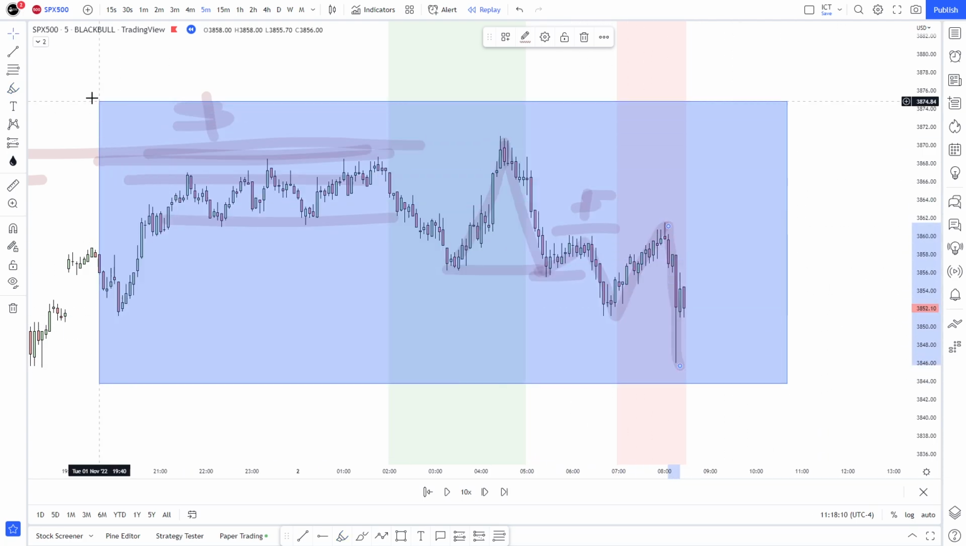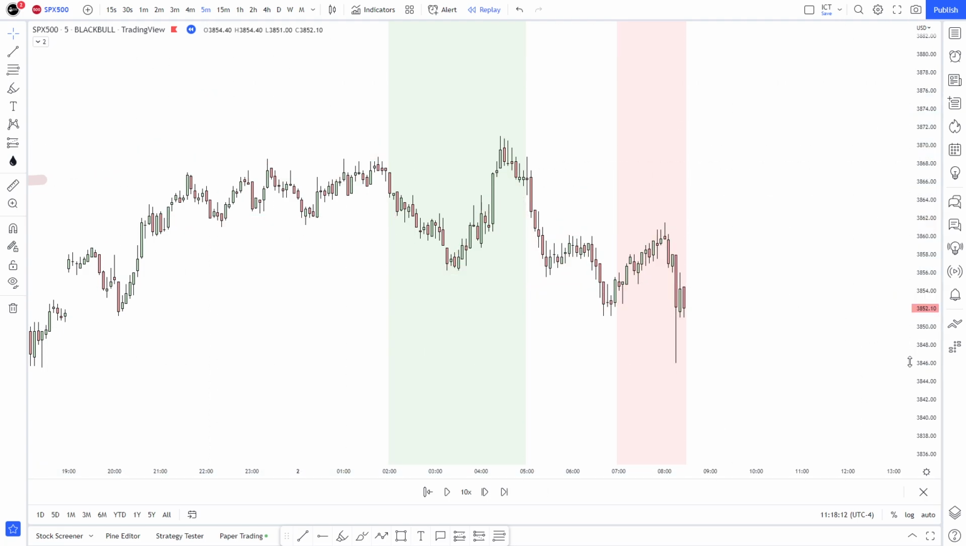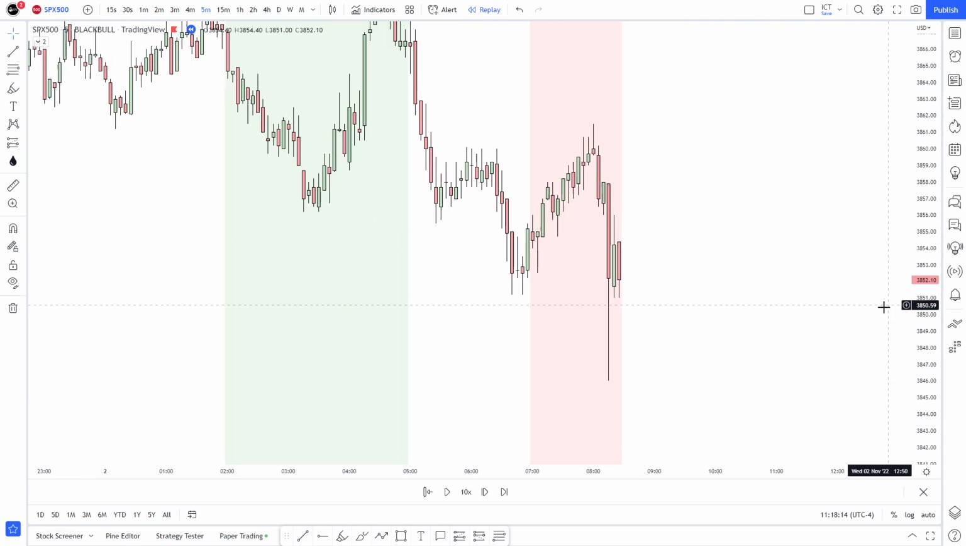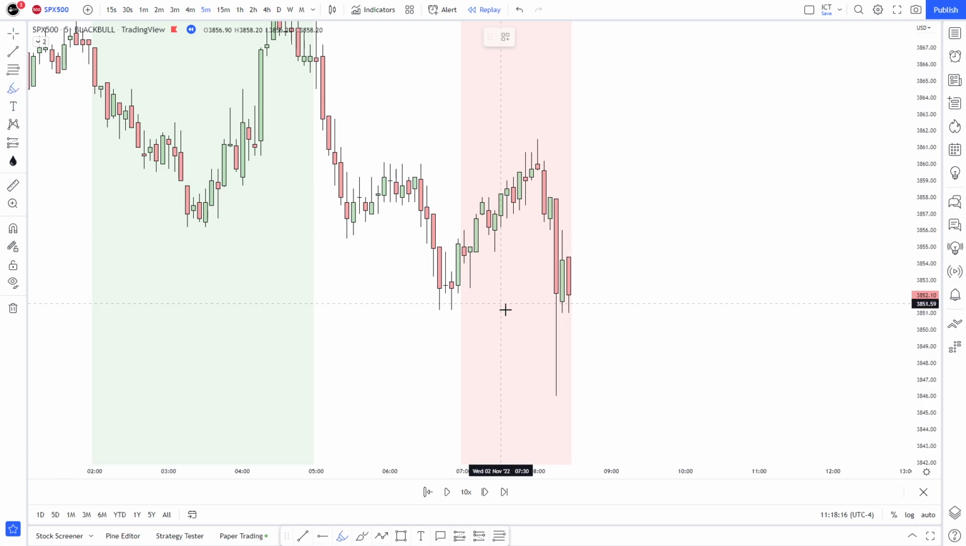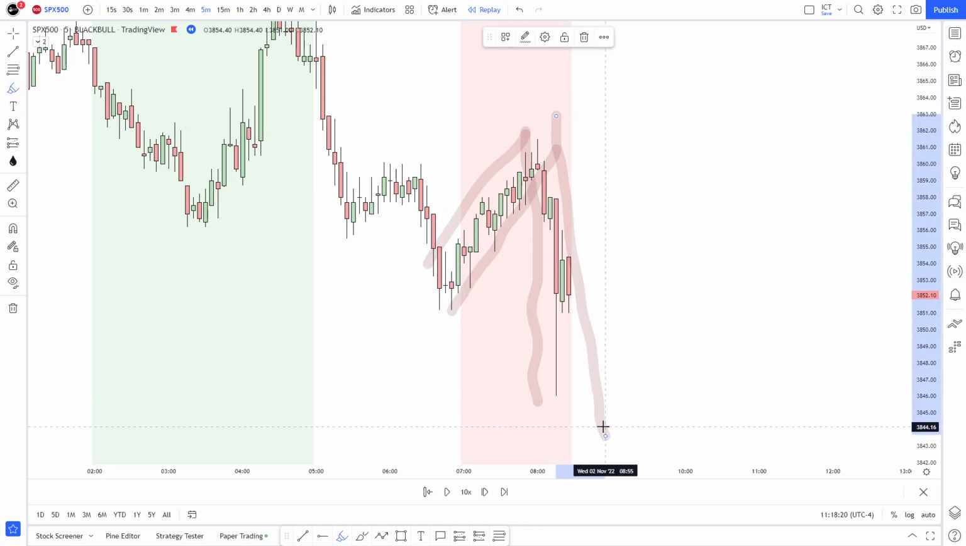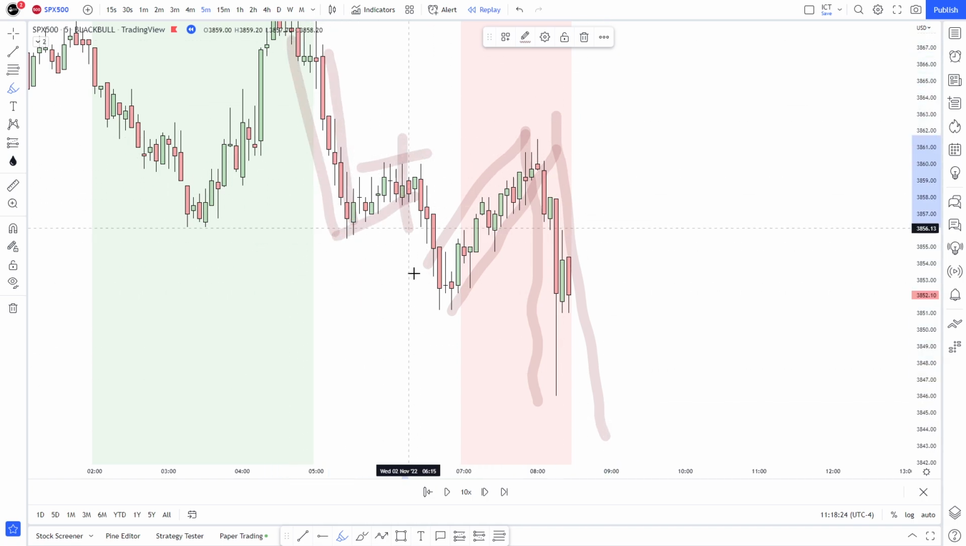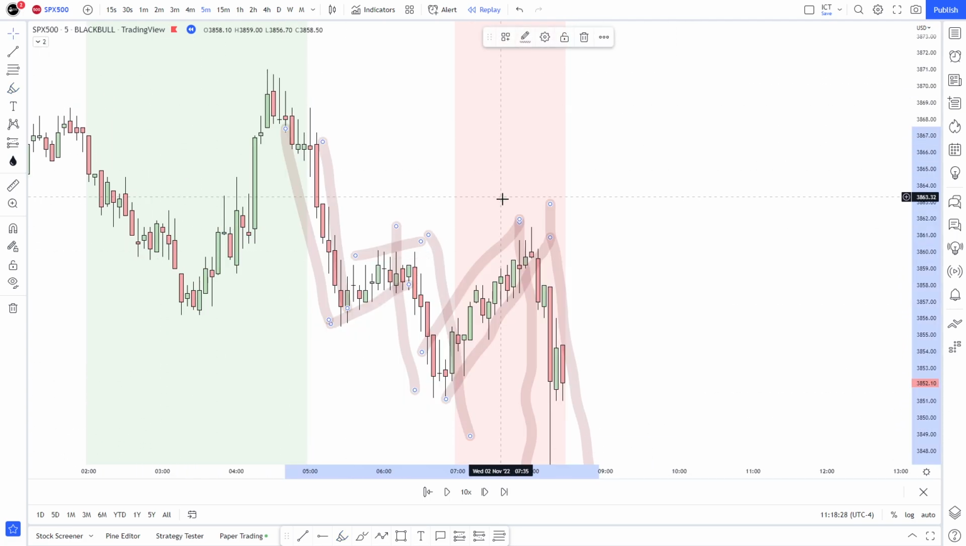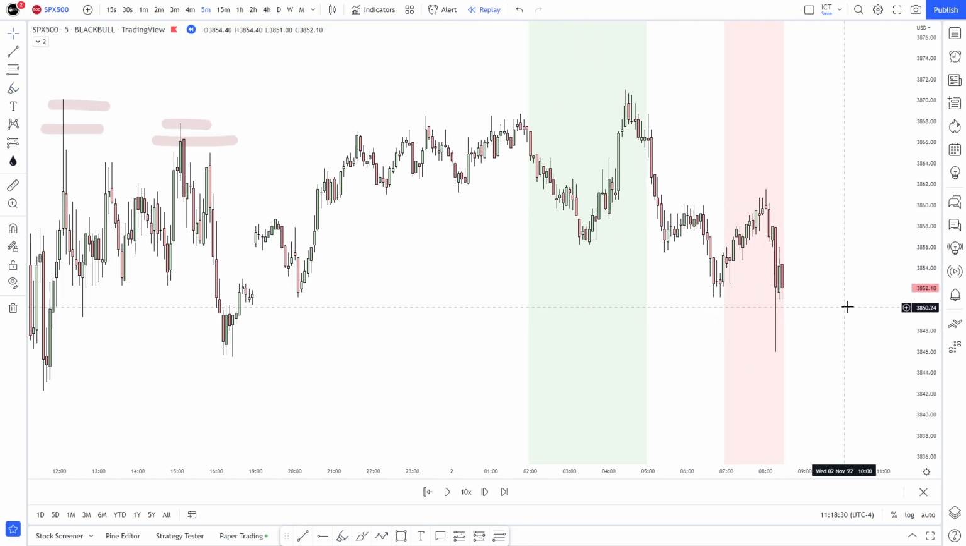You cannot compare how the market moved going higher here to how it went lower here. How it went higher here to how it went lower here and lower here. Okay, just going to say that. Just use your imaginations.